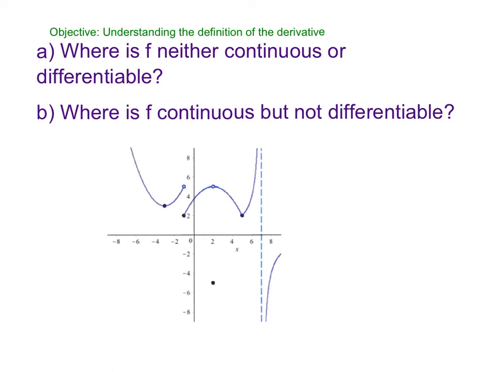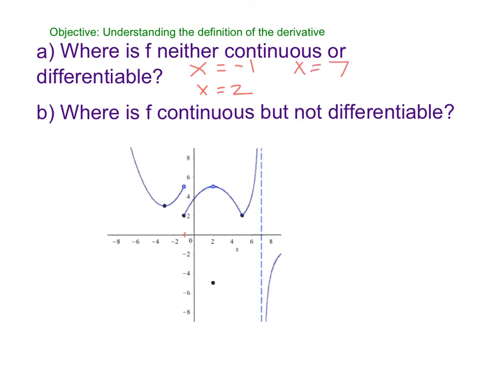All right, where is f neither continuous nor differentiable? So what do you think? Pause this video. So anywhere it's not continuous, it's not differentiable. So let's start with continuous. This thing is not continuous at -1, 2, and 7.